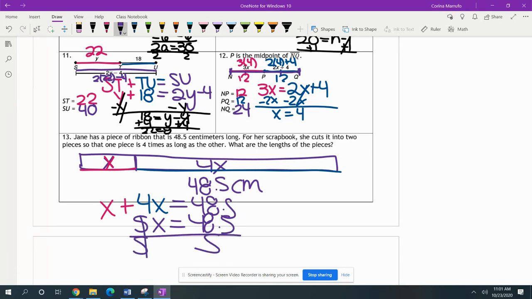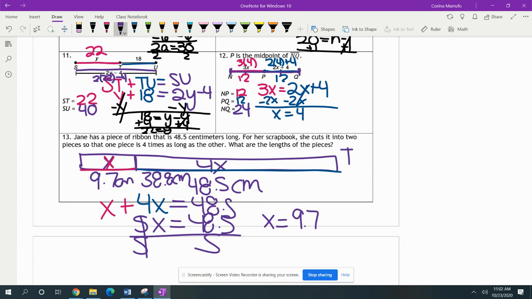So 48.5 divided by 5 gives us 9.7. So x equals 9.7. That means that this piece is 9.7, and this other piece is 4 times x, which is 38.8. And our units are centimeters.